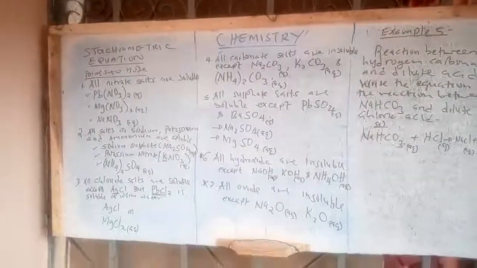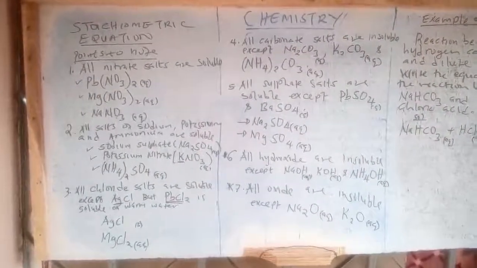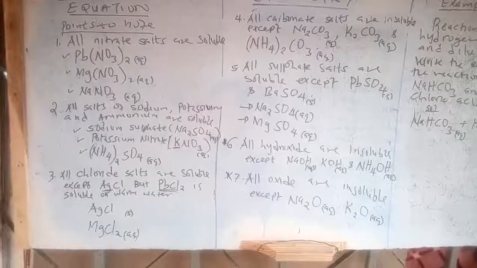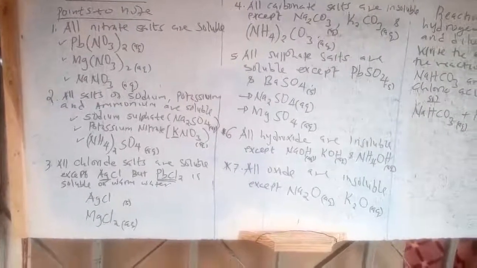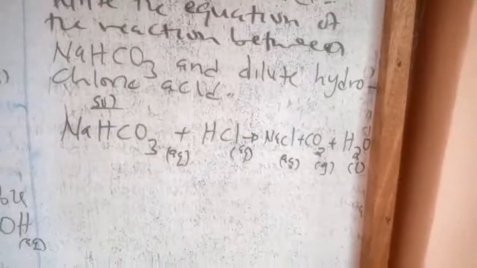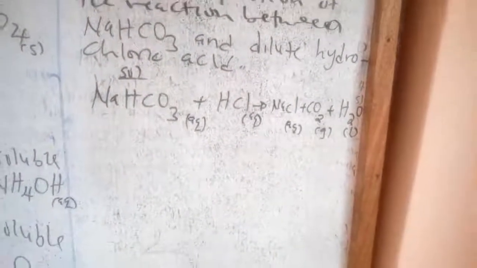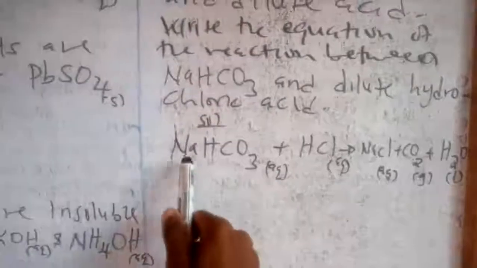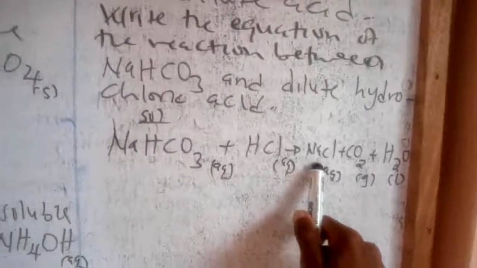for the chlorides, you can see point number 3. I said that all chloride salts are soluble except silver chloride, but lead 2 chloride is soluble in warm water, and therefore the chloride of sodium metal, that is sodium chloride, is soluble, and that's why I'm writing it as NaCl. So that is how you're supposed to write it. And after that you ask yourself, is our equation balanced? So there is one sodium on both sides. Sodium is balanced.